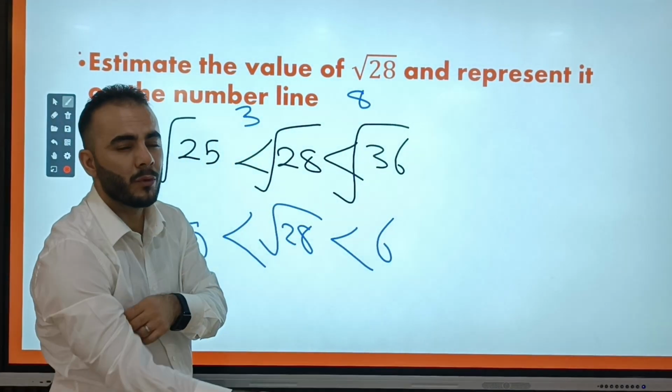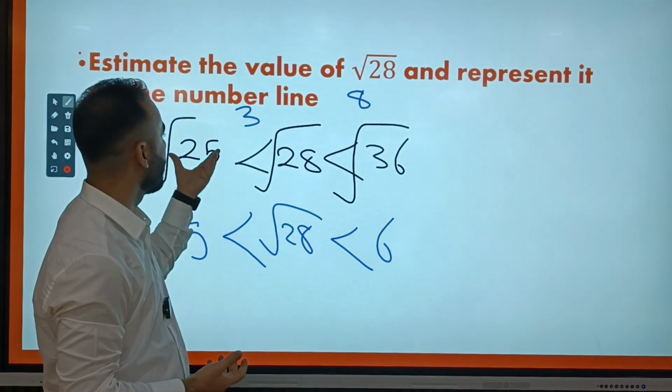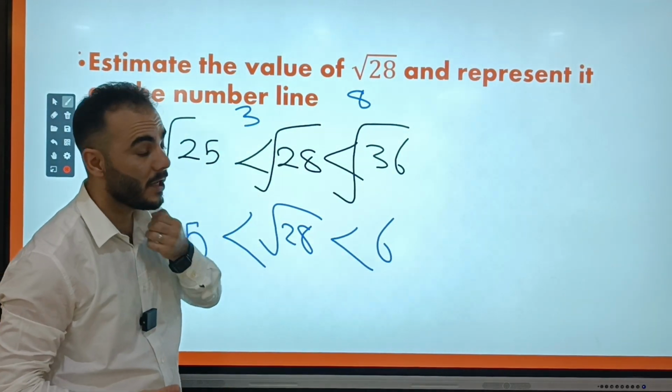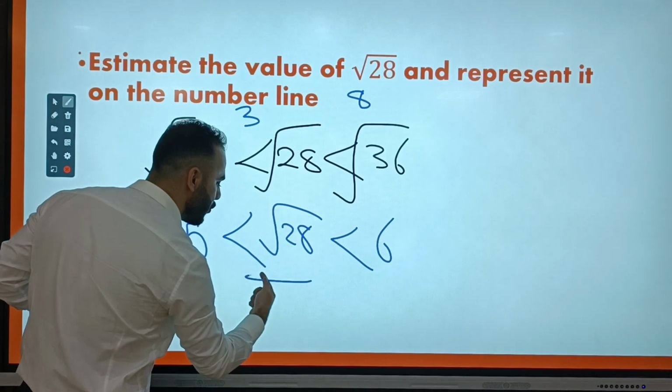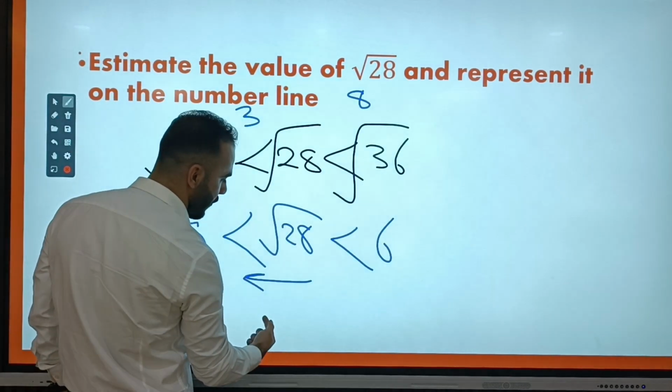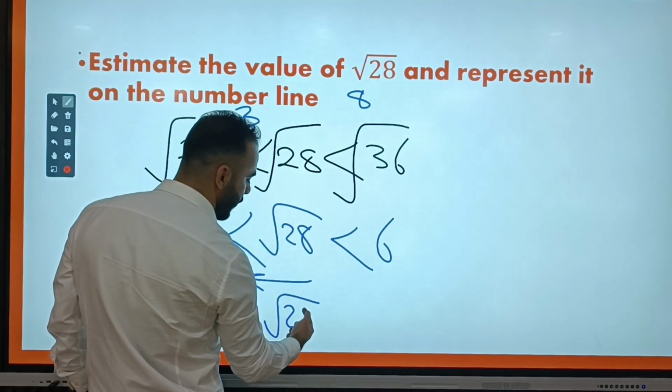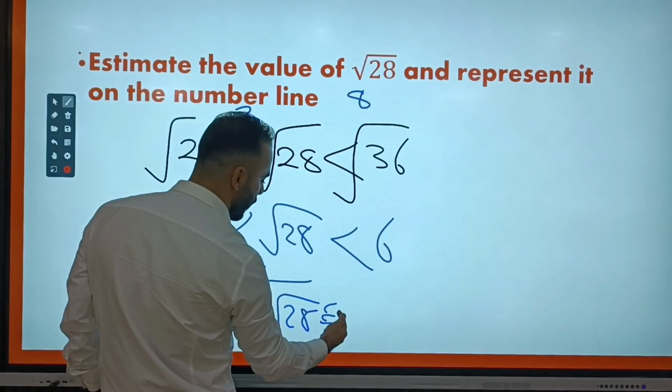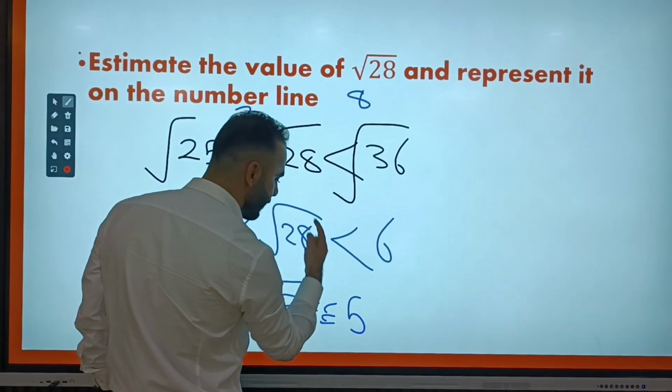So which one is shorter, which one is smaller? Absolutely, from 25 to 28. Therefore, we are going to estimate it to 5. So finally, you are going to say that square root of 28 would be estimated to 5.